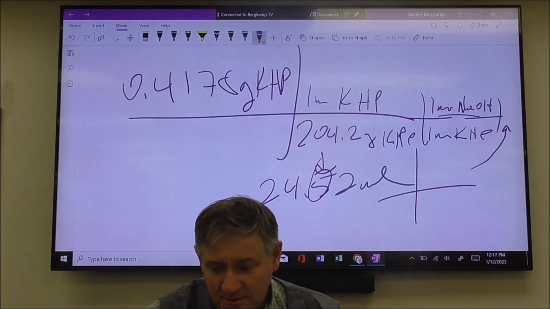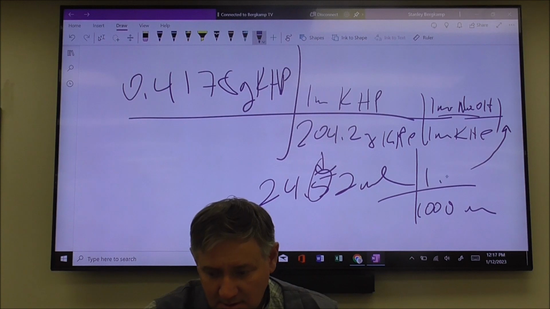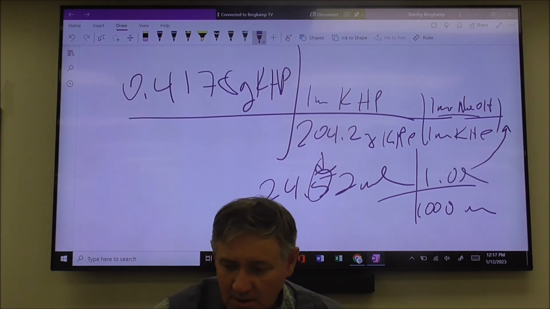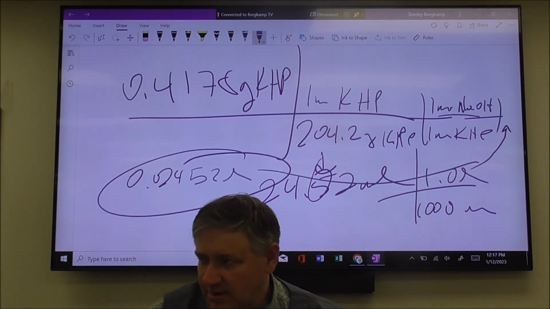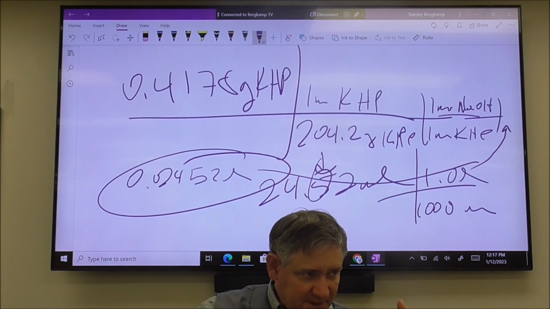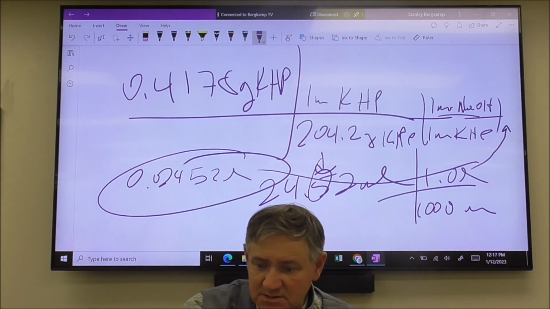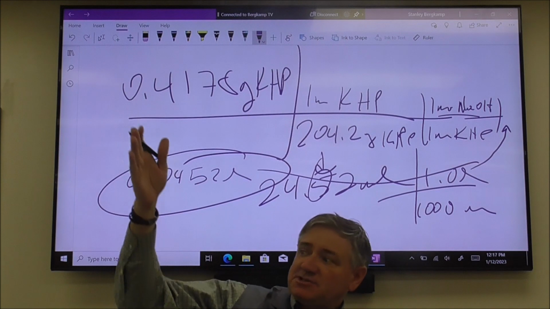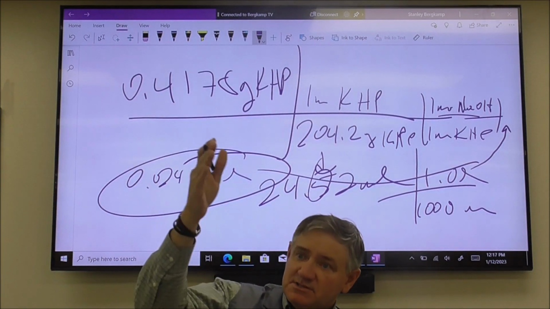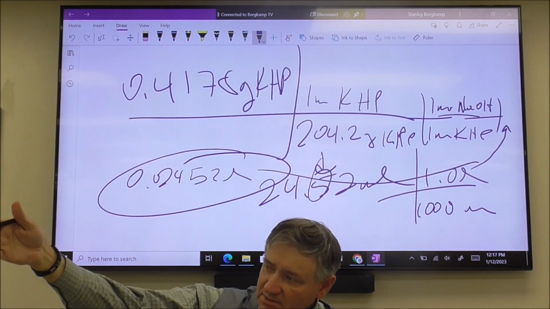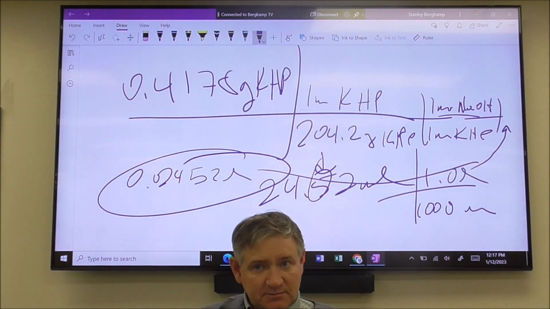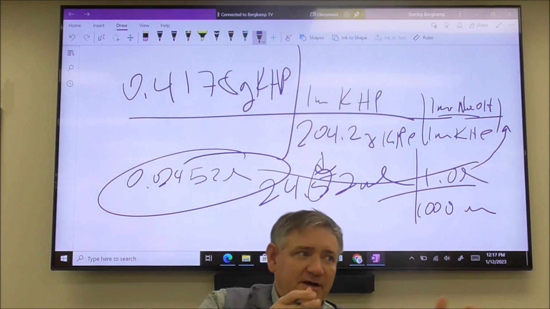Now, you all know that there's 1,000 milliliters in 1 liter, okay? So down here, I'm going to put 0.02452 liters. That's what's going to go here. At this point, I'm going to have my molarity. I start with my grams of KHP, change that into moles of KHP, change the moles of KHP into moles of sodium hydroxide, and then take the moles of sodium hydroxide divided by the volume of sodium hydroxide. Boom, I have my molarity.